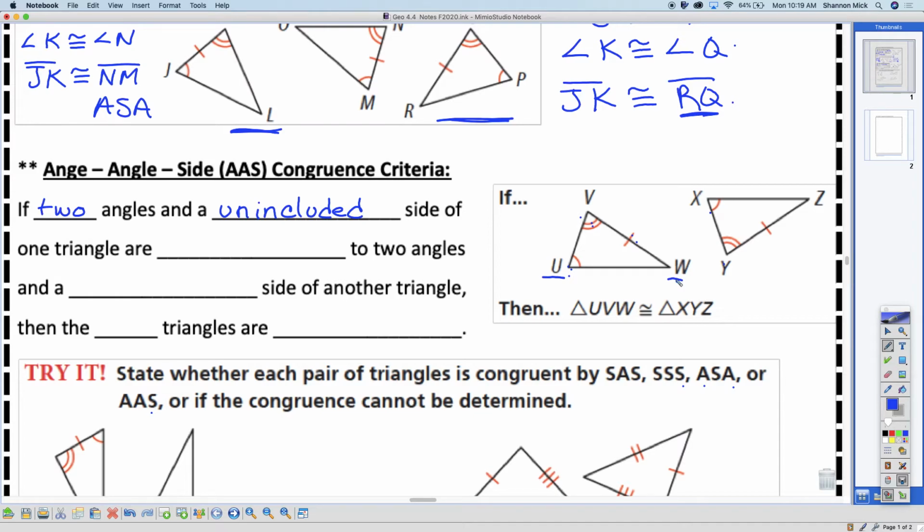Okay, sorry, I said that wrong. If two angles and the unincluded side of one triangle are congruent to two angles and the unincluded side of another triangle, then the two triangles are congruent.